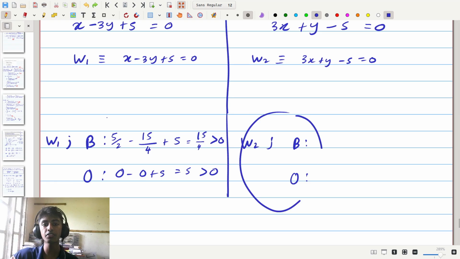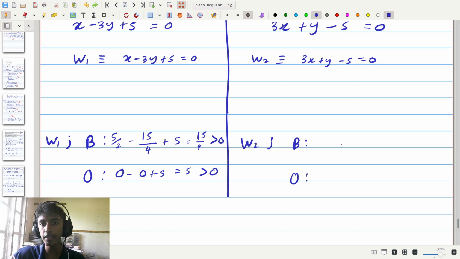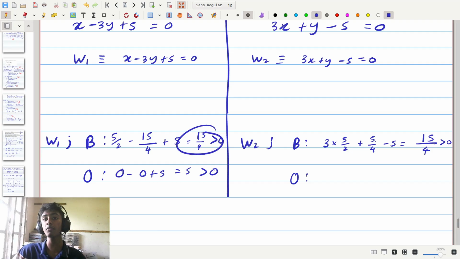Now instead, if we consider W2, if we substitute B into W2, we get 3 times 5 divided by 2 plus 5 divided by 4 minus 5, which is going to be equal to, if we take common denominator of 4, on top we're going to have 30 here, minus 20 here, that's going to be plus 10. And then plus 5, which is going to be 15. So we have plus 15 over 4, which is greater than 0. Interestingly, the same exact value as we had for W1.